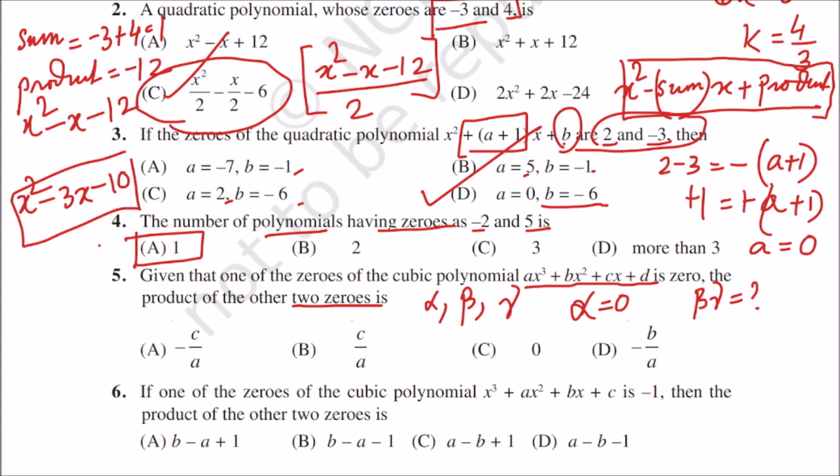So what will you apply? You will apply the second condition. What is the second condition? Alpha beta plus beta gamma plus alpha gamma is equal to C by A. So here, if alpha is 0, this is becoming 0, the third one is becoming 0. You are getting the product of the other roots. So beta gamma is equal to C by A. So B is the answer here.